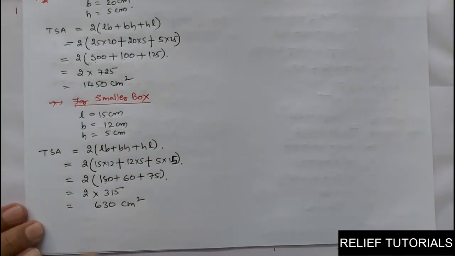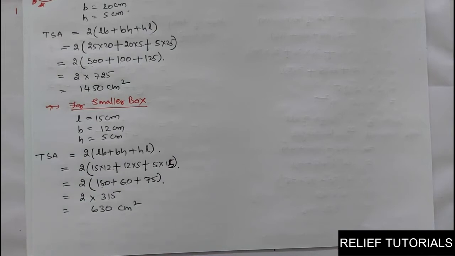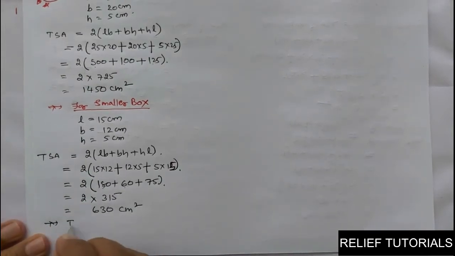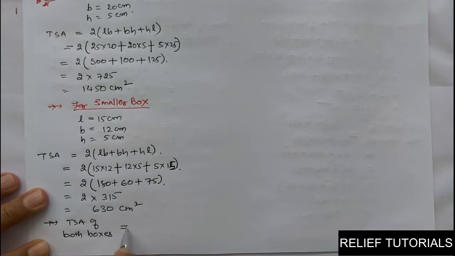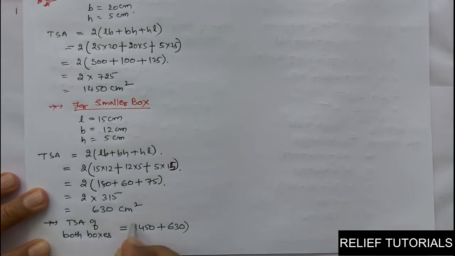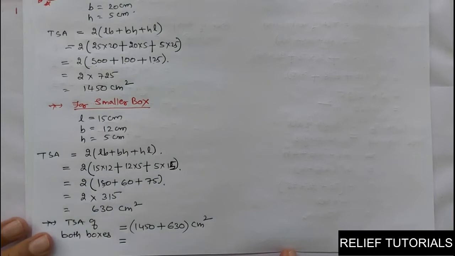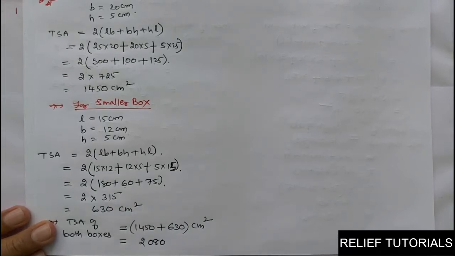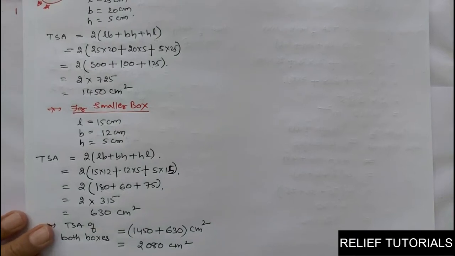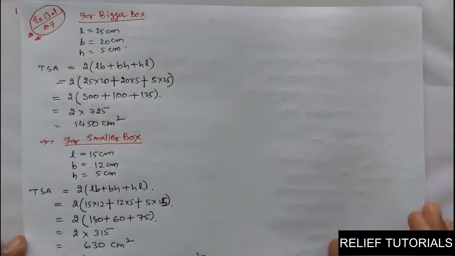So now total surface area of both boxes. Clear? TSA of both boxes is equal to 1450 plus 630 centimeter square. If you add these two, 0, 5 plus 3, 8, 4 plus 6, 10, carry 1, so 2080 centimeter square is the total surface area of both boxes. Okay, have you got it?